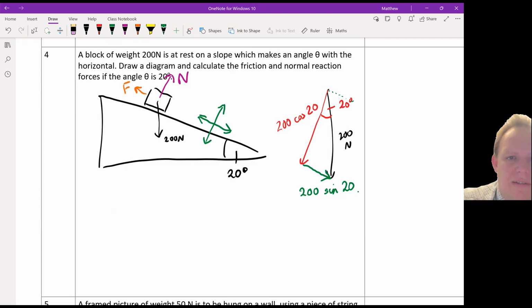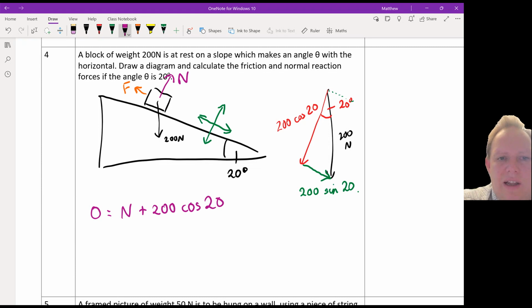So if we're writing this strictly in vector notation, we should say 0 is equal to N plus 200 cos 20, excuse me. We're going to write it like this because one of these vectors will be positive in the coordinate system that we've chosen, and one of them will be negative. However, because we're really only dealing with the magnitudes here, I think it's helpful to think of the sum also in terms of the magnitude.